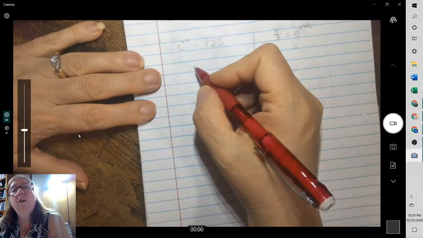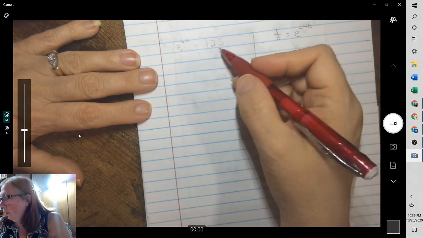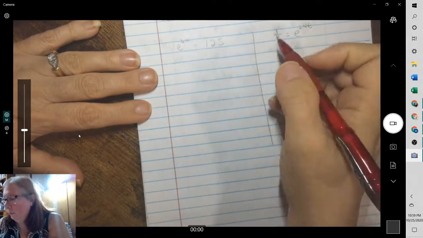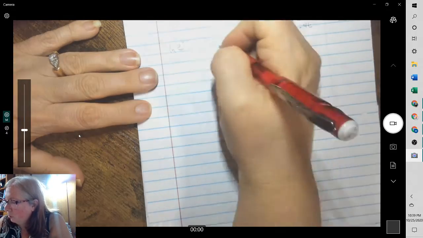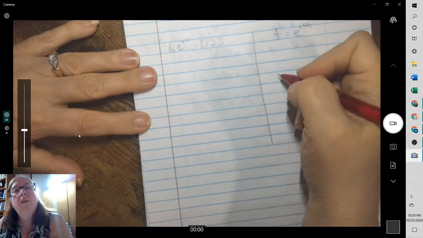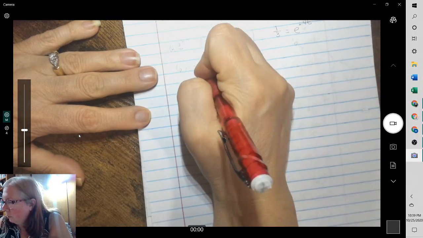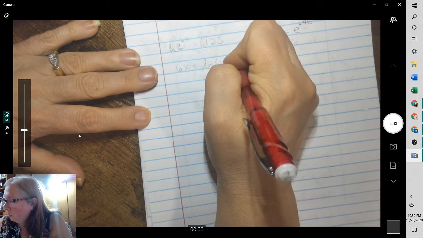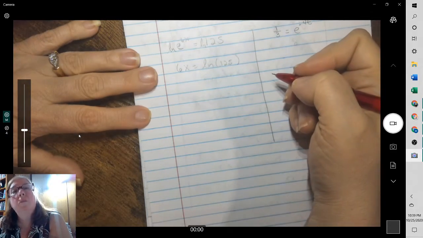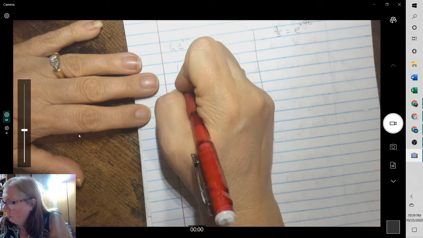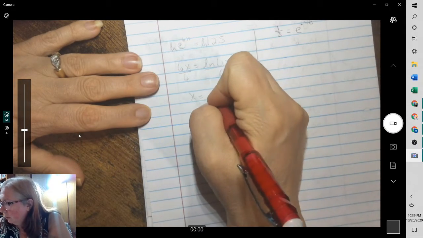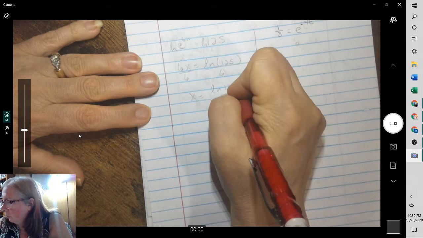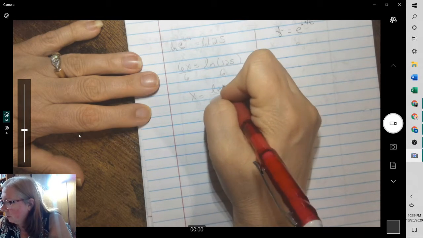To write in log form, rather than trying to memorize the formula, to get rid of e, you just take the natural log of both sides. And think of them as canceling. So 6x equals the natural log of 125. And then in order to solve this one, divide by 6. Natural log of 125 over 6.